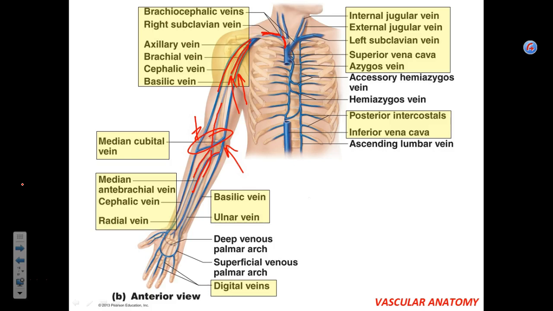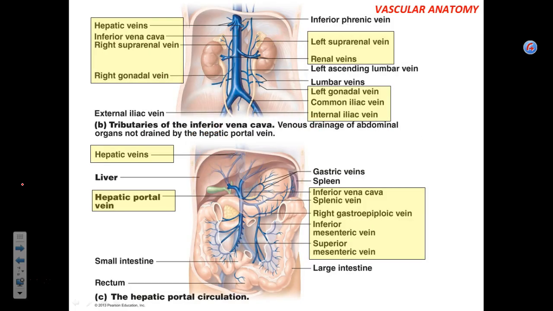The blood to the thorax is supplied by the intercostal veins, okay, posterior and anterior intercostals, and two azygous veins. So this is azygous, this is hemiazygous vein. And this brings us to the abdomen.